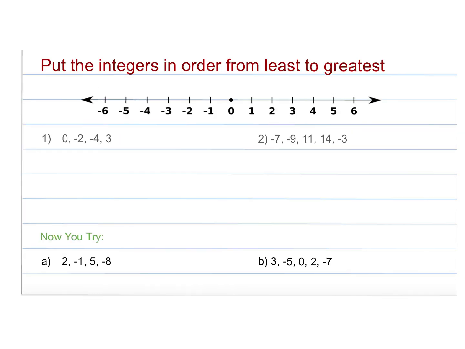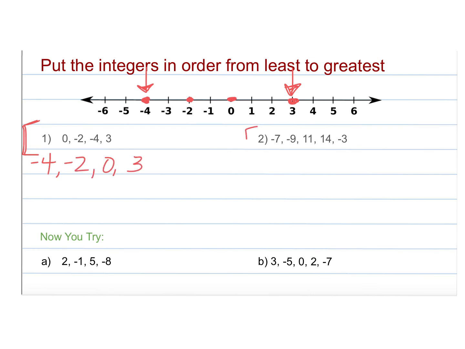And then last thing we're going to do in this video is putting the integers in order from least to greatest. So you can use a number line if you have a group of numbers, 0, -2, -4, 3. I could just easily put them on my number line. So 0, -2, -4, and then +3. And now it's very easily organized and laid out. I can see that this one is going to be my least, this one is going to be my greatest. So I would go -4, -2, 0, 3.